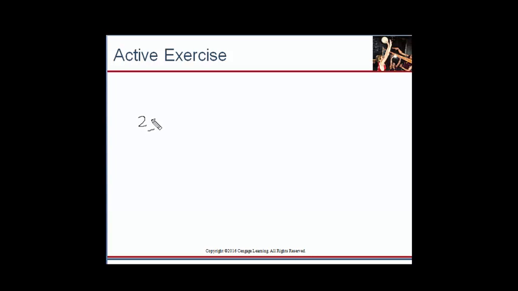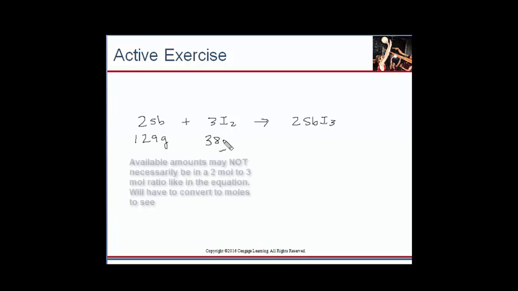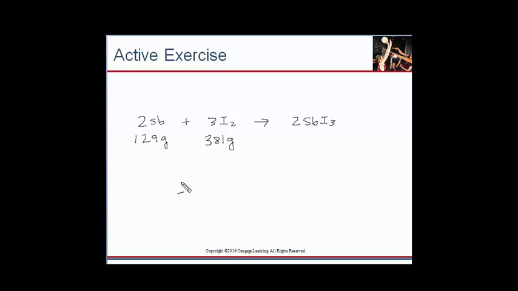We'll write our chemical equation again. We have some information. We know we have 129 grams of this, and we have 381 grams of this. We have 2 jobs. One is to figure out how much product we're actually going to make, and the second is to figure out which of these is the limiting reactant. So we need some other information. We need the molar mass of each of these, which we get right from the periodic table.